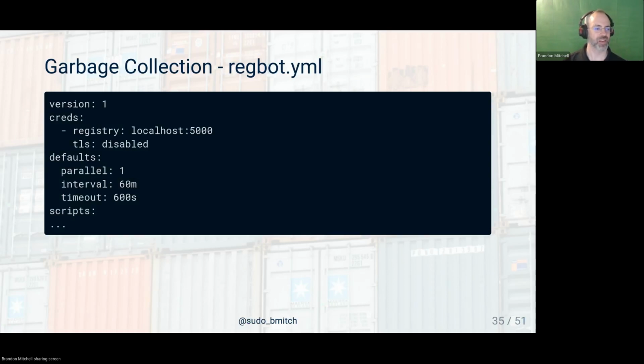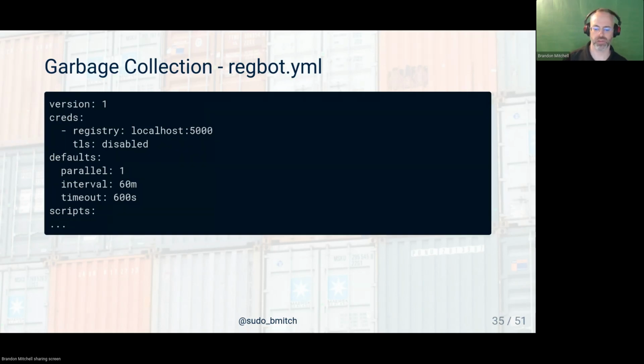And I've got a similar kind of cred section at the top, but I only need to talk to the localhost. So I don't even have the Docker Hub settings in here. I'm configuring this with an interval of running every hour, similar to that other file. So a lot of these settings here look pretty similar. I've got a lot of copy and paste of code in the back end to implement this.